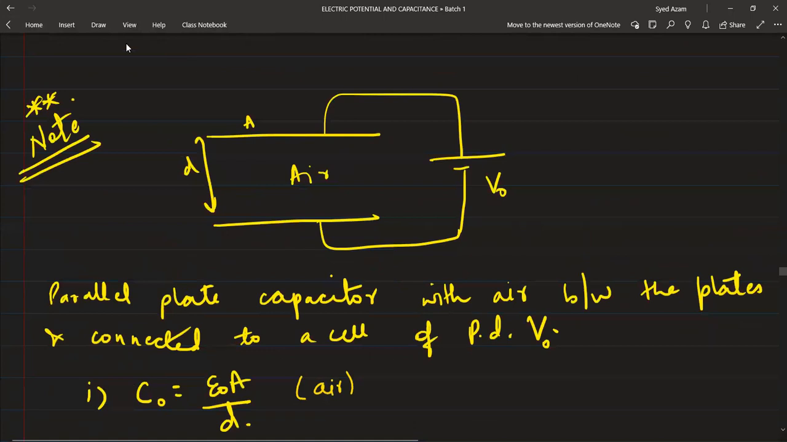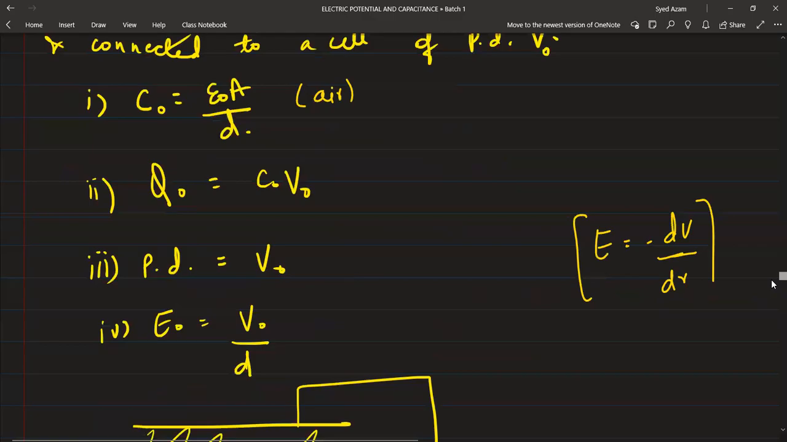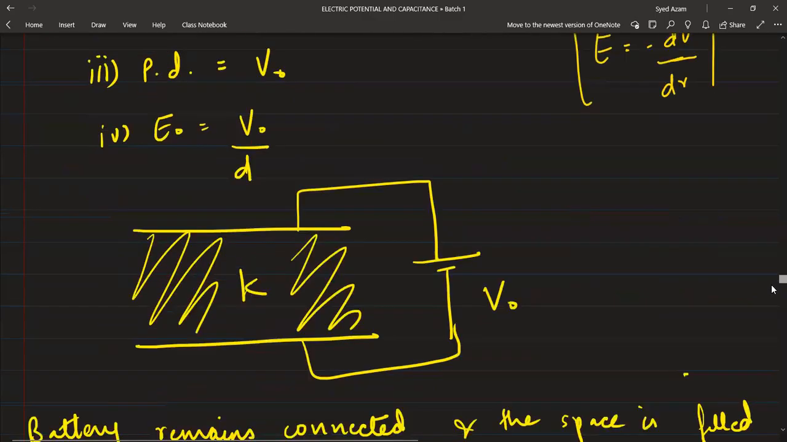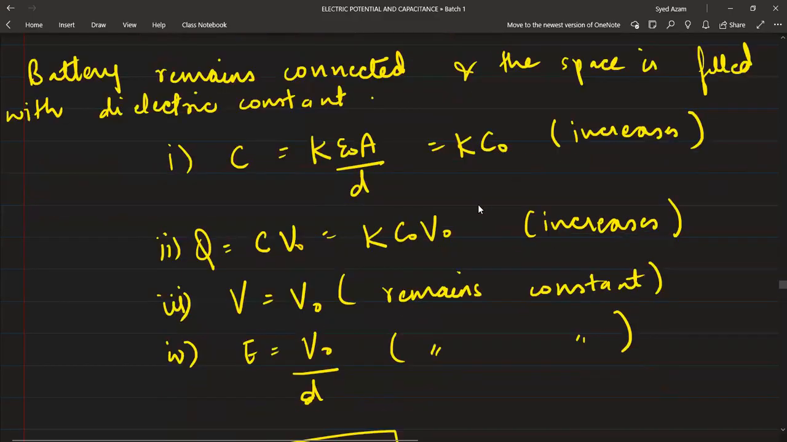Now see, whenever you have two plates that are separated by a distance, you have to see whether the plates are connected to a battery or not. So these cases come. In those, just remember, this is the general case. C is equal to epsilon naught A by D, charge is CV naught, potential is V, electric field is V naught by D. If the battery remains constant, then see what are the changes that occur.